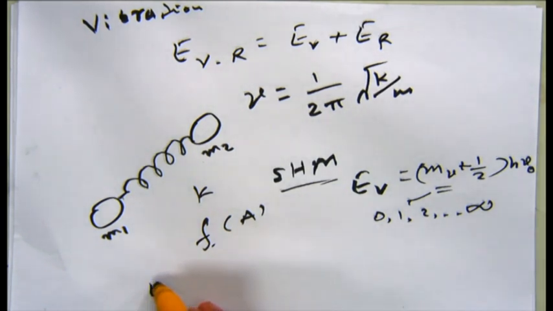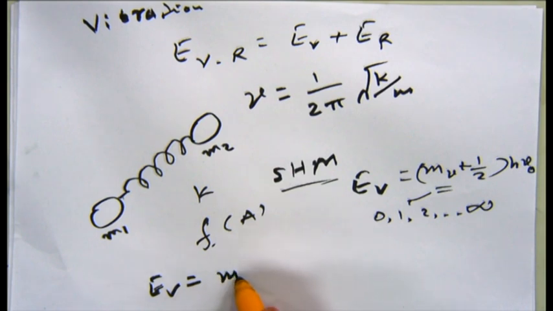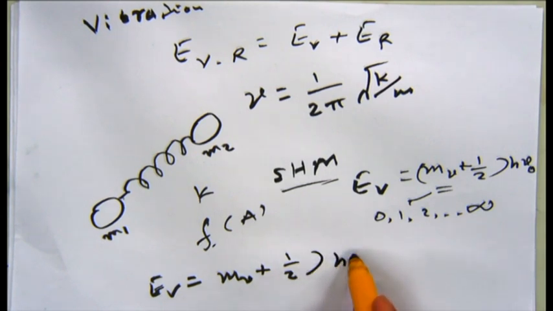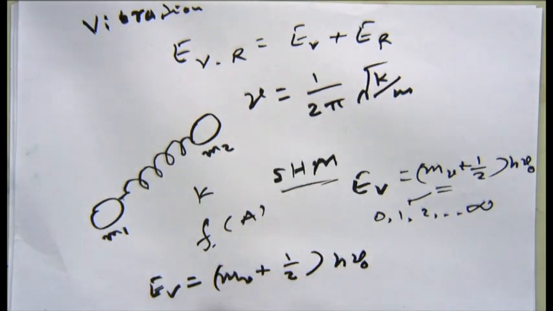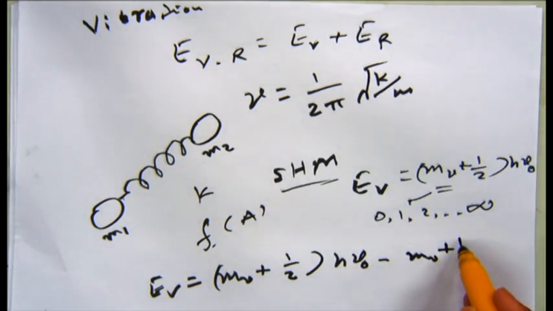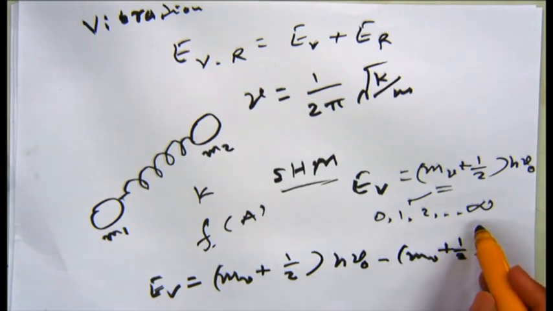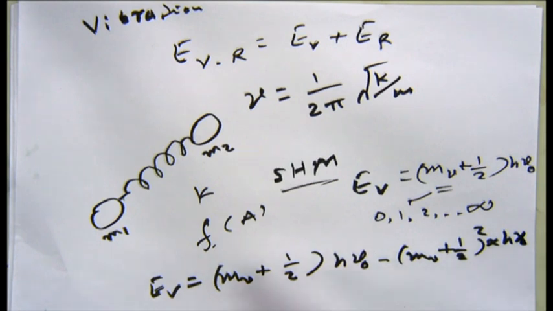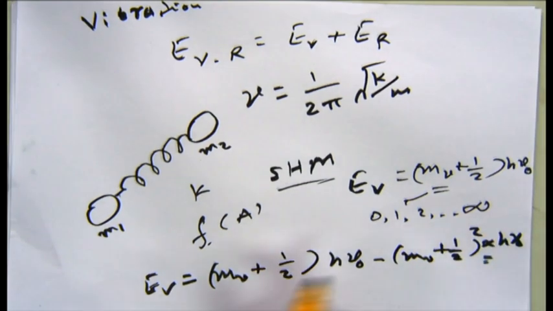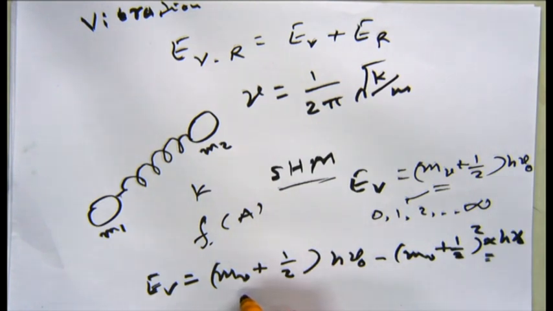So by this way, EV is equal to (mV plus half) hν0 minus (mV plus half) square times x hν0. Here x is a measure of anharmonicity, or the anharmonicity factor. So hν0 can be found out.